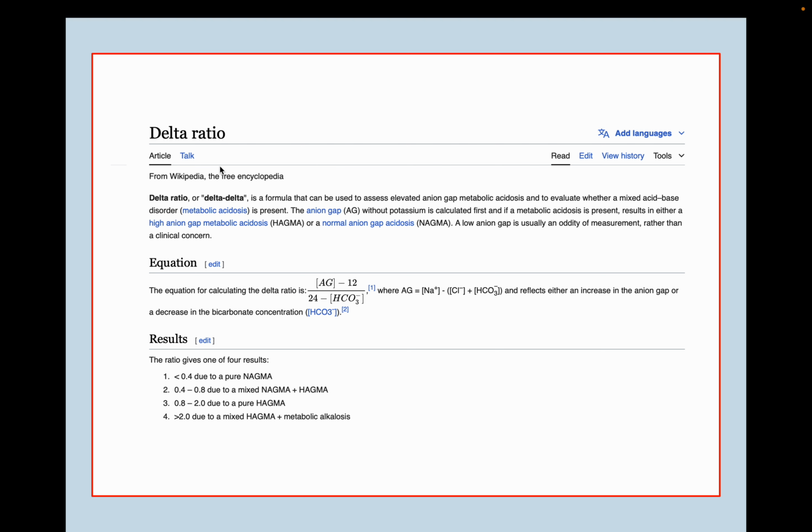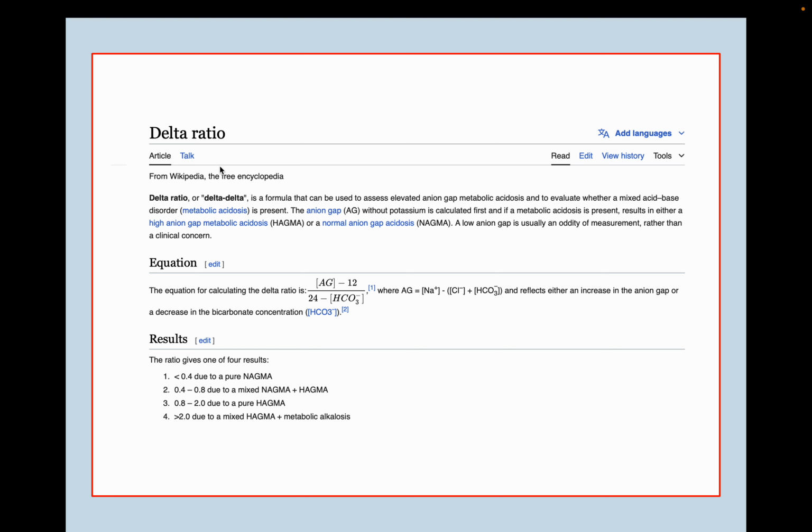Let's say the anion gap is 10. 10 minus 12 is around 2, so 2 is the change in anion gap, and let's say bicarb is around 16. 24 minus 16 is 8. So 2 by 8 is 1 by 4, which is 0.25. So here the anion gap didn't change much. It is actually normal; an anion gap of 10 to 12 is normal, but the bicarbonate is significantly decreased. Whatever decrease in bicarbonate is compensated by chloride. That is why a normal anion gap is seen. So in such cases the ratio is less than 0.4.